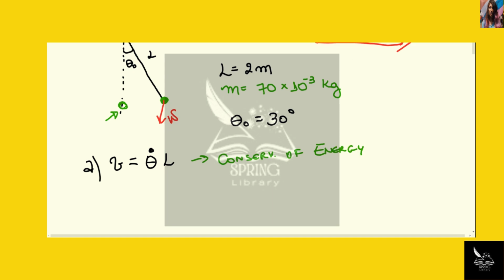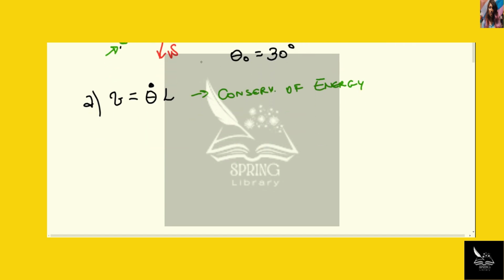An expression we can use for conservation of energy is that the total energy of the system at this point, when the ball is released from rest, has to be equal to the total energy of the system when the ball is making a zero angle with the vertical axis. So EI has to be equal to EF.